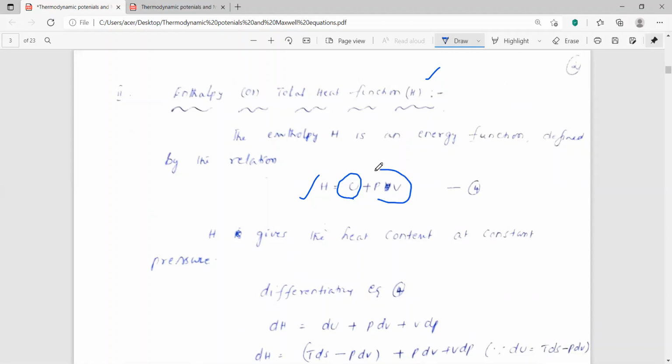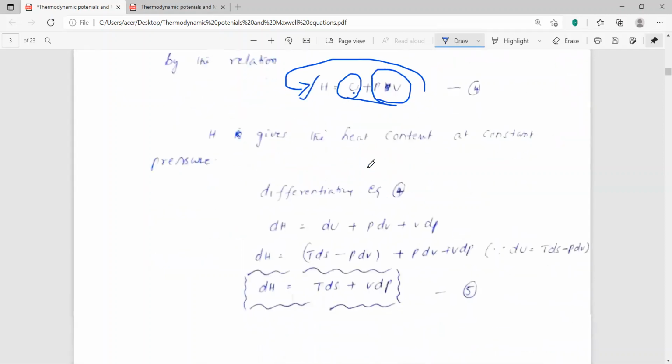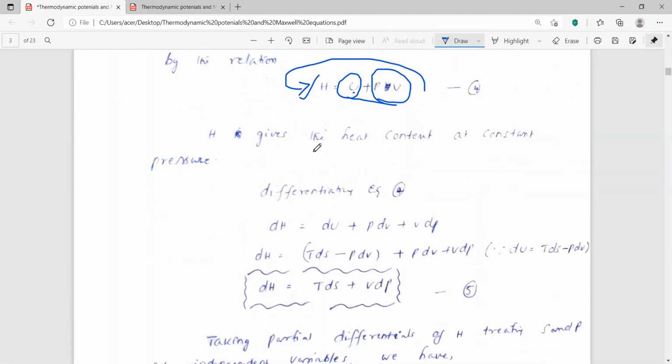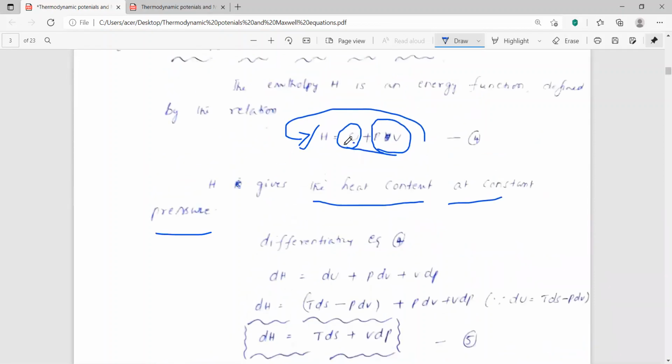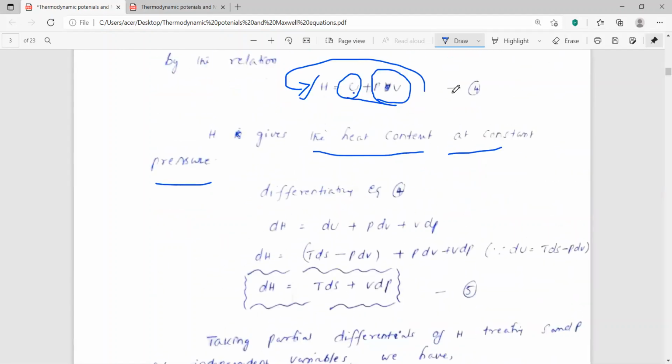And what is the PV? The work done by the system or work done on the system. The sum of these two gives us the total heat function H. So H can be written as H equal to U plus PV. H gives the total heat content at constant pressure, which is why enthalpy is called the total heat function. Now, differentiate this equation. What is equation number 4?